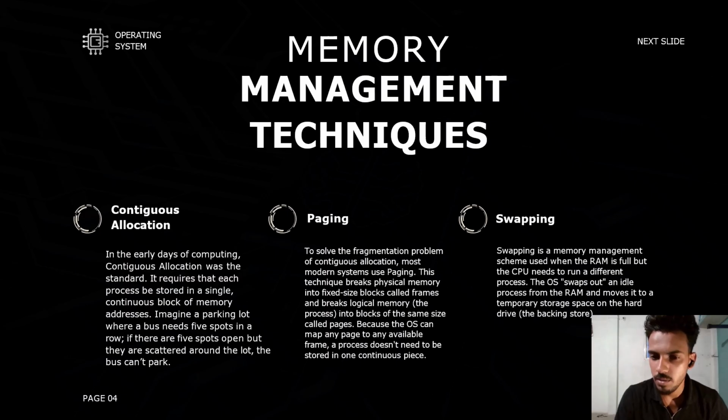Swapping. Swapping is the memory management technique used when the RAM is full but the CPU needs to run different processes. It takes processes from the RAM and moves them into a temporary storage space on the hard drive, the backing store. These are the memory management techniques. Let's look at the next page.